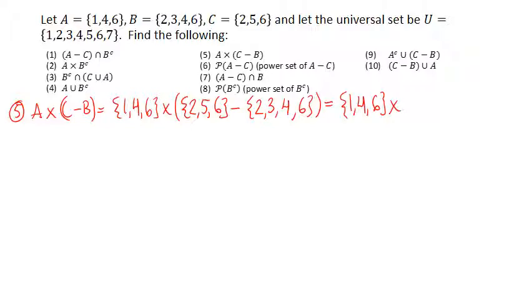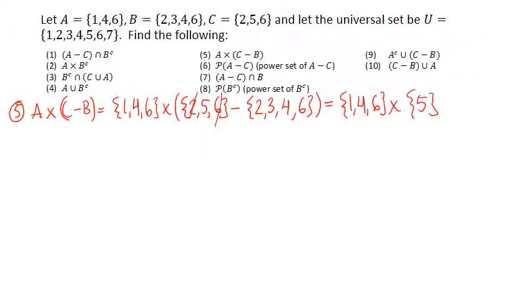Okay, so the minus, so I'm going to take everything in 2, 5, 6, and I'm going to take away anything that was in 2, 3, 4, 6. Okay, so the 2 is going to be taken away, the 5 is going to stay, and the 6 is going to be taken away. So that's going to leave me only the 5.